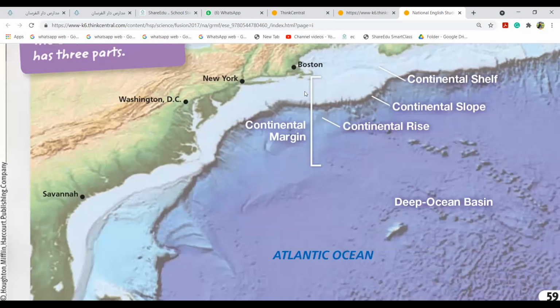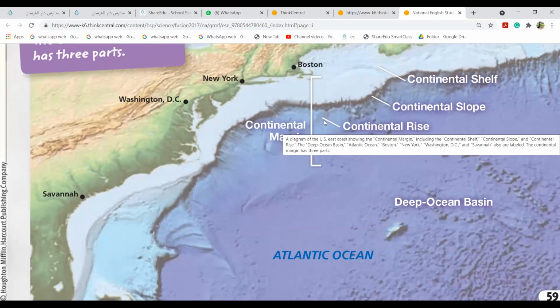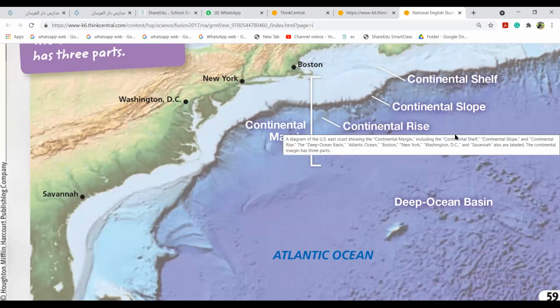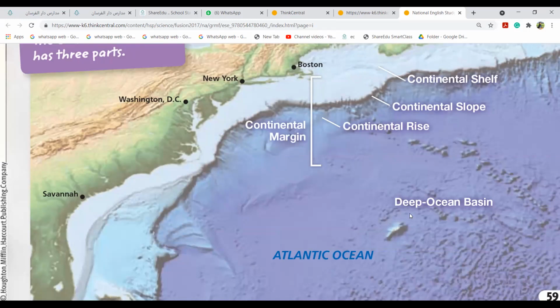This is the continental margin, which is the corner of the continent with the ocean. And here you have the continental rise. Here you have the slope, and here you have the shelf. All were divided here. And then after that, we spoke about the deep ocean basin. This picture clearly gives you an idea. See, they have shown you.